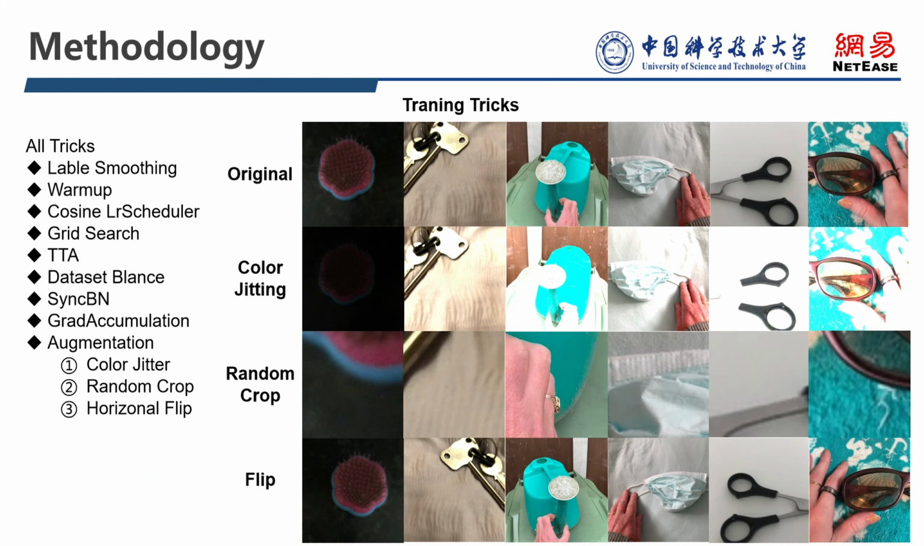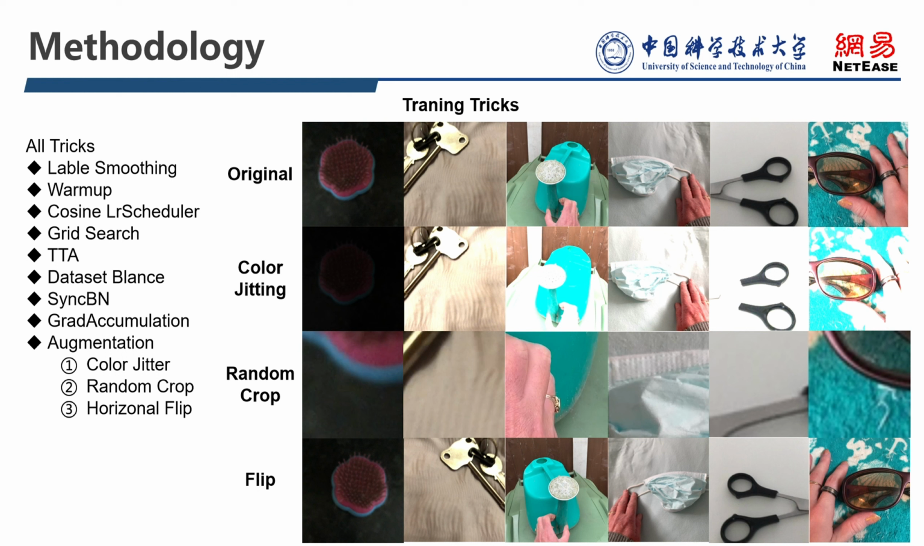For training, we also assemble some tricks. Here we list some of them. They are label smoothing, warm-up, cosine LR scheduler, grid search, TTA, dataset balance, sync-BN, grad accumulation, augmentation. In the augmentation item, we adopt color jitter, random crop and horizontal flip. We show some visualization for them. Each of them has a contribution to the final performance.